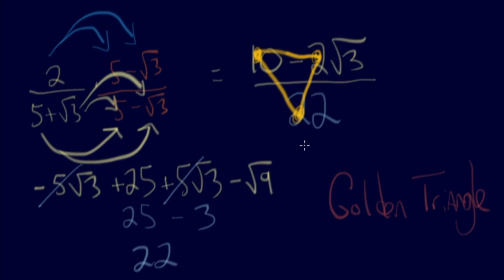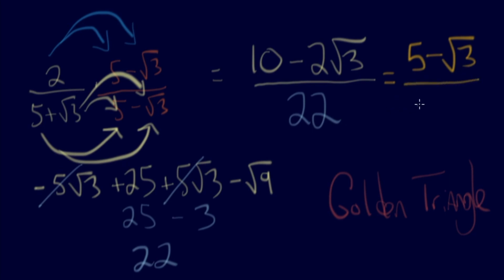If they do, and in this case they both have a common factor of 2, you can go and divide by that common factor. But if one of these things does not have a common factor, you cannot do it. So do keep that in mind. That's why I call it a golden triangle. So let's get rid of my triangle and divide everything by 2. So I would be left with 5 minus root 3, the root 3 stays the same, over 11. And that would be my final answer.